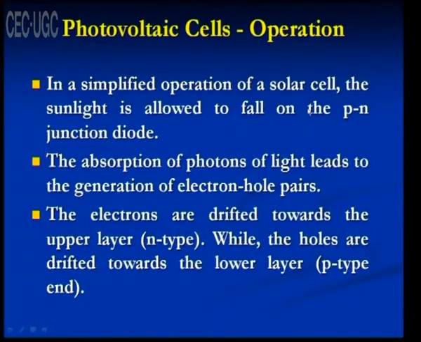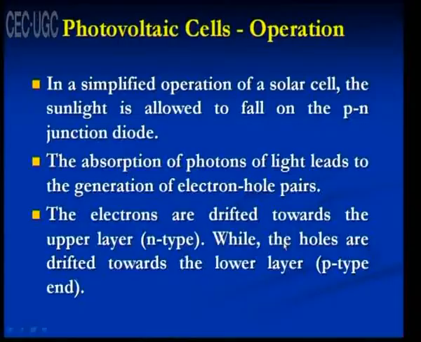In a very simplified operation of a photovoltaic cell, otherwise called a solar cell, the sunlight is allowed to fall on the p-n junction diode. The absorption of photons from the light leads to the generation of electron hole pairs. As many electrons as are getting shifted, so many holes will also be simultaneously formed. So, you can always call them electron hole pairs.